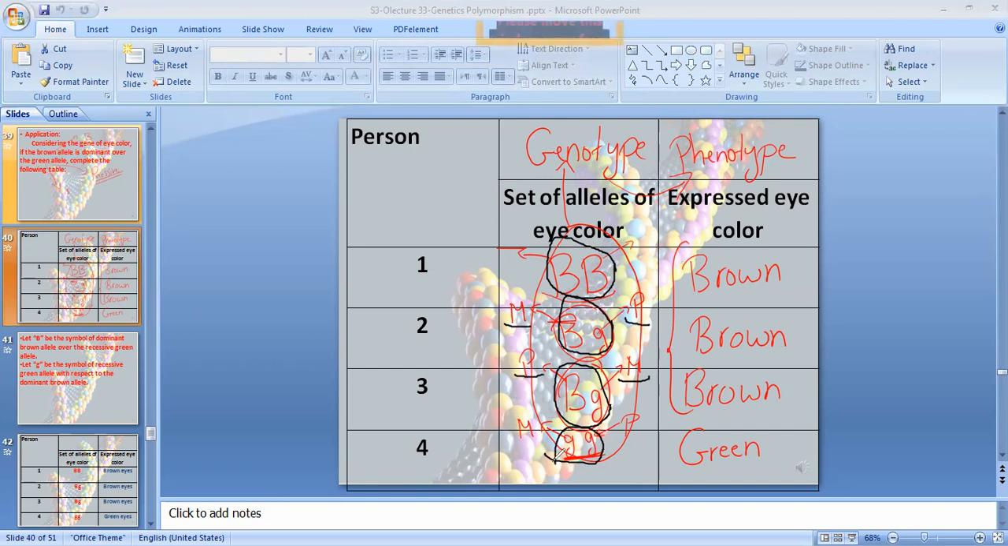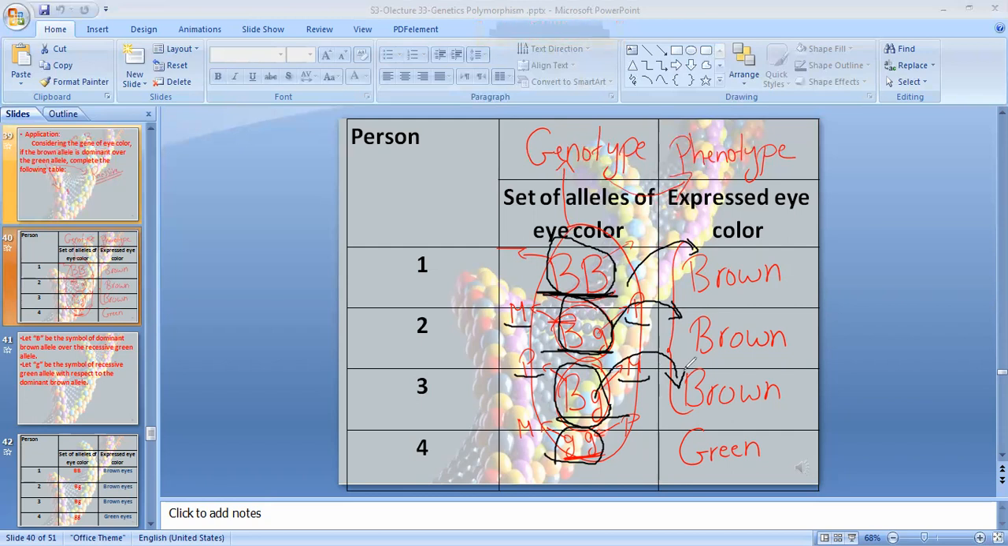Let's see, B is the dominant. So here we said that it can be expressed in both homozygote or heterozygotes. Where is the homozygote here? It's the BB. Where are the heterozygotes? It's the BG. So here B is the dominant, so the color will be brown. B is the dominant, so the color will be brown. And also here in the third person, B is the dominant, so the color will be brown.